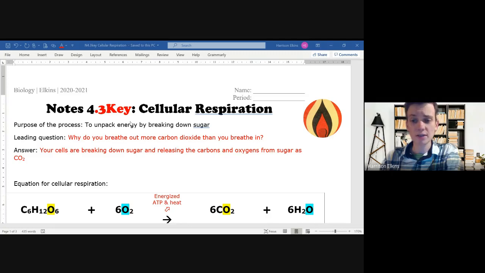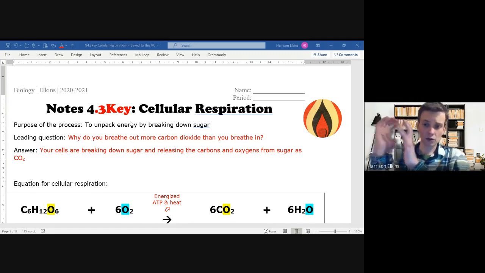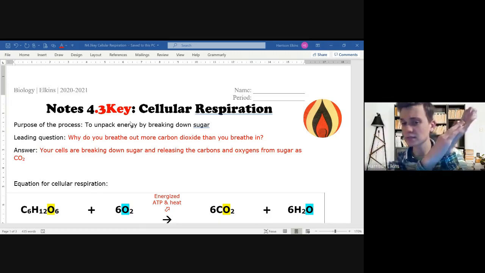It's why you breathe in oxygen and why you breathe out CO2. And it happens in every one of your cells. Okay? The purpose of this process is to unpack energy by breaking down sugar. You have sugar that you've eaten or consumed, and that contains energy. We want to unpack that by doing some metabolism, which means we're going to break it down. So here's that process of how we actually break that down. It's kind of the opposite of photosynthesis.